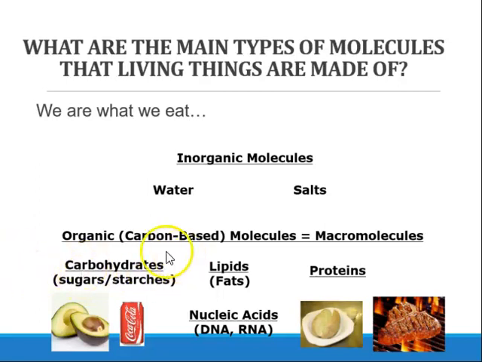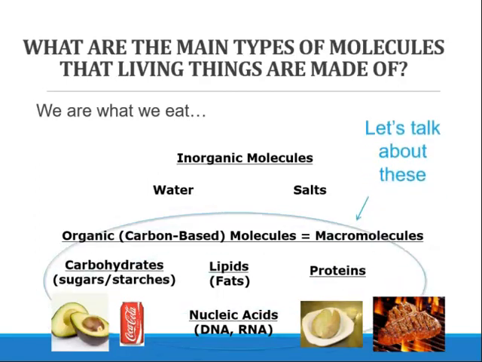So we have our carbon-based or organic macromolecules. We have carbohydrates, made up of sugars and starches. We have our lipids, known as fats. We have our proteins, and we have our nucleic acids, such as DNA, deoxyribonucleic acid, as well as RNA, ribonucleic acid. So let's talk about these macromolecules.